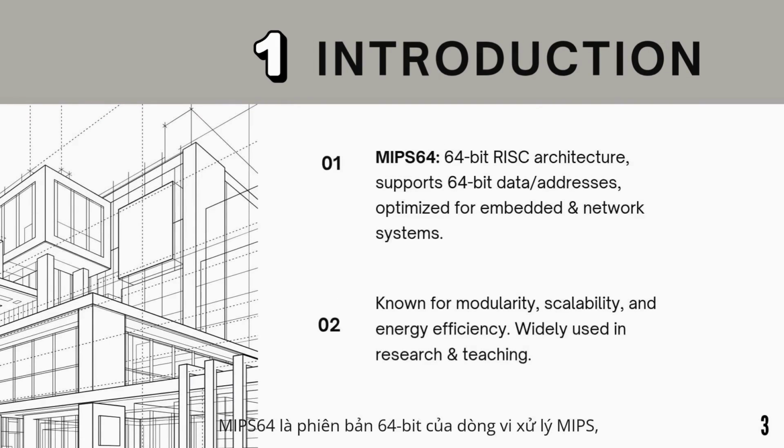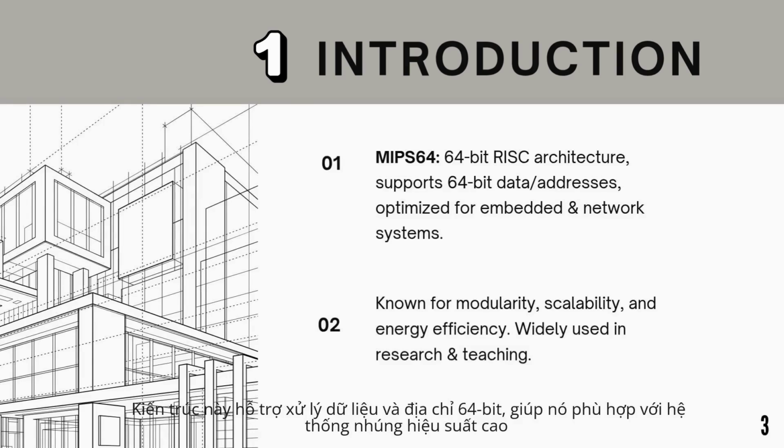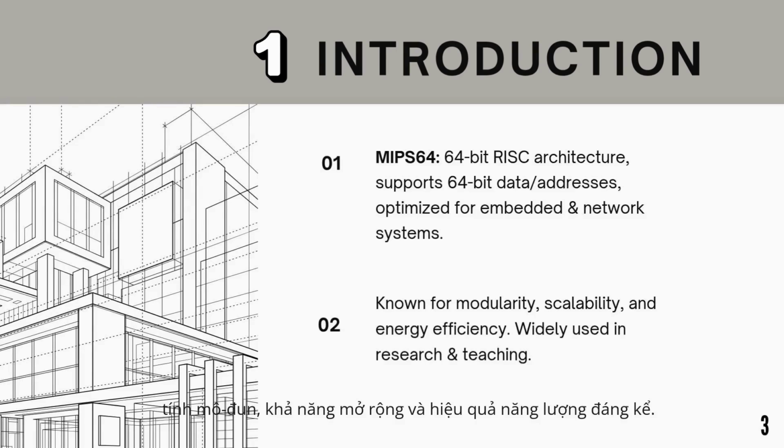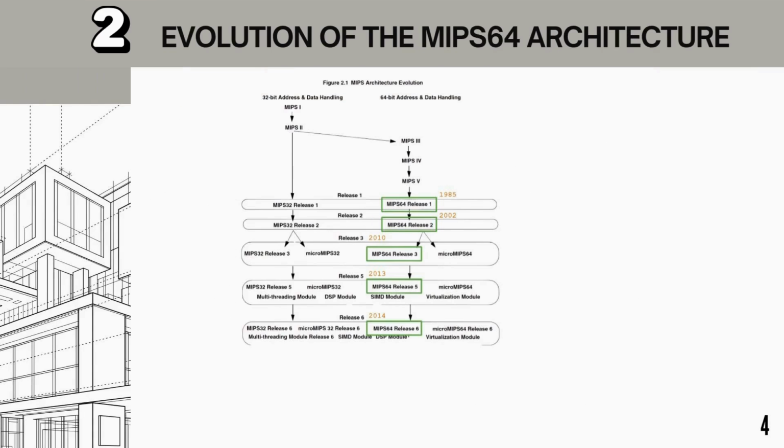MIPS64 is a 64-bit version of the MIPS processor family. It follows the RISC model to optimize performance. MIPS64 supports 64-bit data and array processing, making it well suited for high-performance embedded systems and network applications. Some notable features of MIPS64 include modularity, scalability, and impressive energy efficiency.